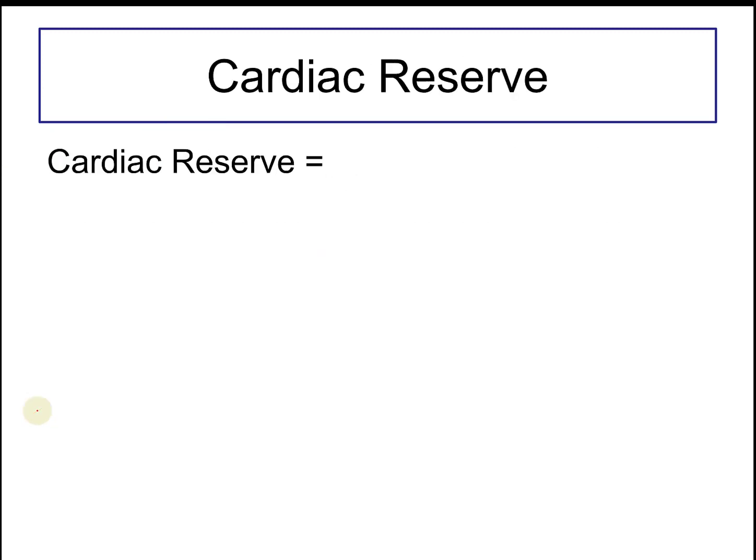Cardiac reserve is another term that people sometimes use because cardiac output can vary. And this is basically the difference between your maximum cardiac output.